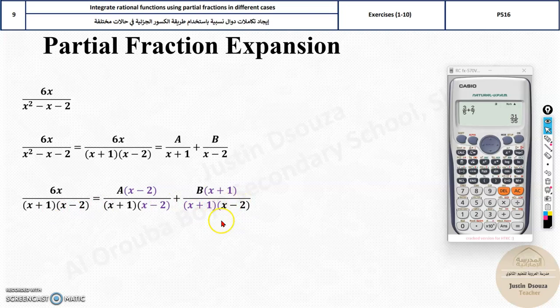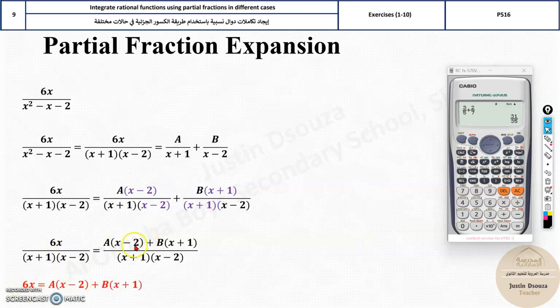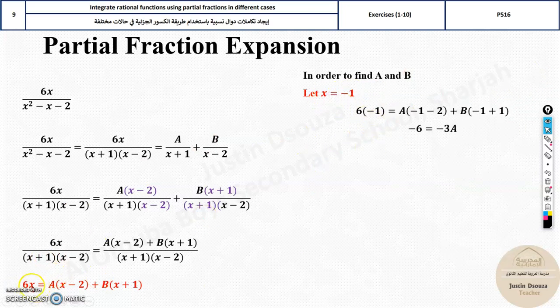Now look at the denominators. They are all the same. The denominators and the numerators can be added up. Now we can equate 6x equals a times x minus 2 plus b times x plus 1. Now over here, what you need to do is take the x values. This x plus 1, take 1 to the other side, will be x equals -1. So in order to find a and b, put x equals -1, and solve. Over here, wherever x is there, you should put -1 and solve. You will get a as 2.